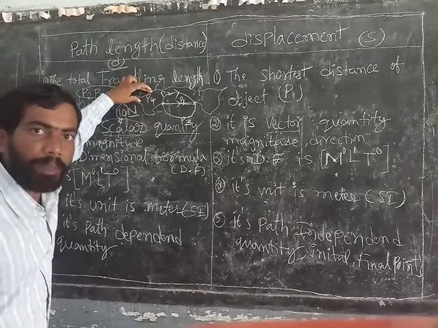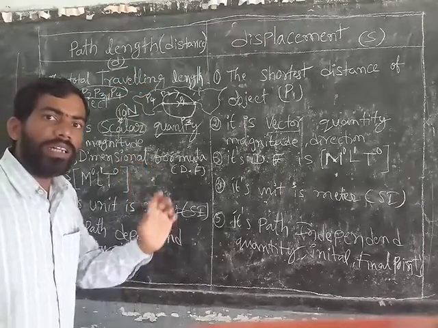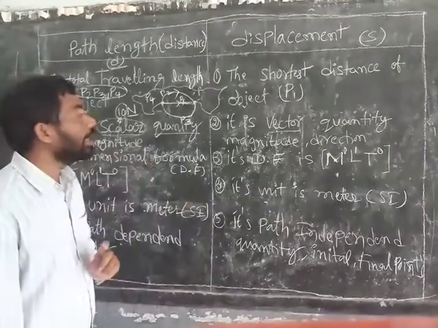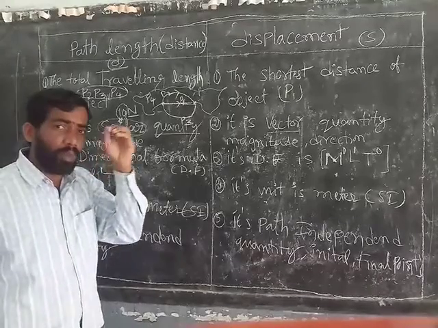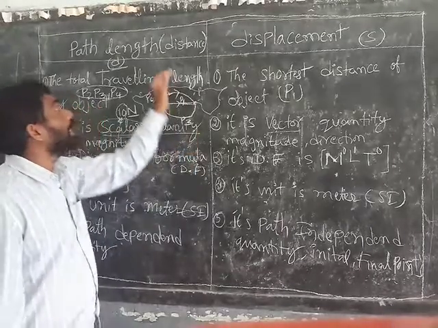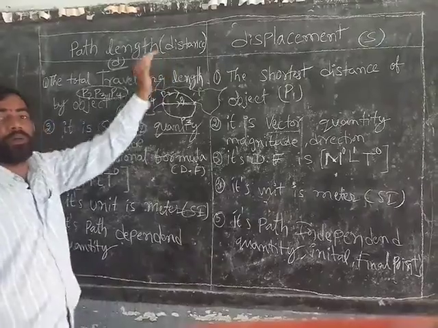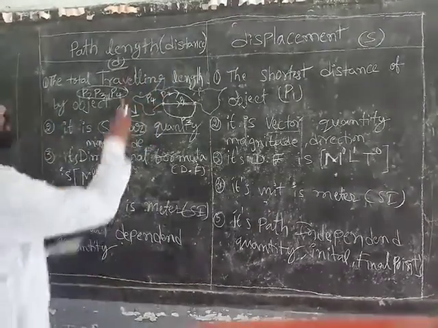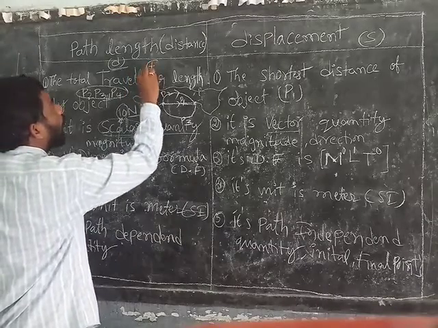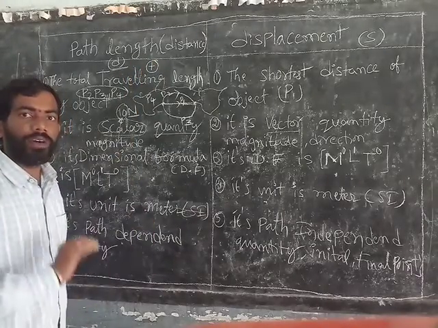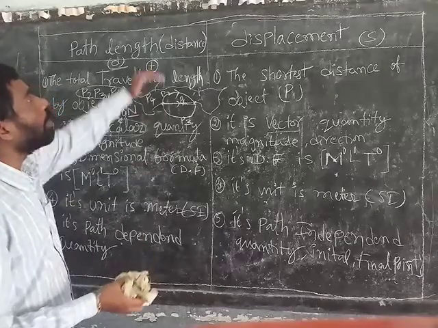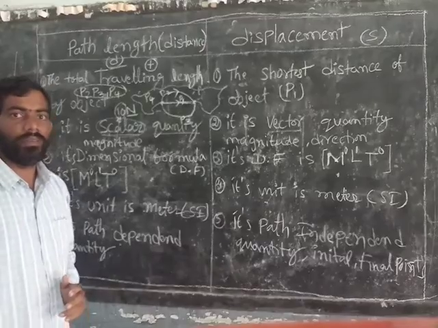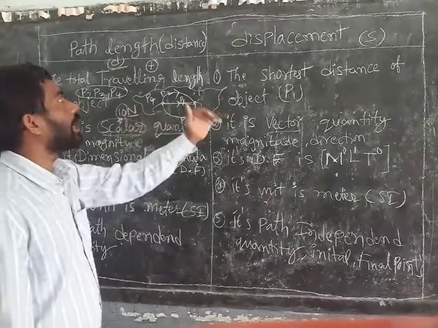It will never be 0 when the object is moving. It's the most important condition. When the object is in motion, its distance is never equal to 0. It must be positive. So distance has positive values and is never 0. If it is 0, it means that the body is at rest.